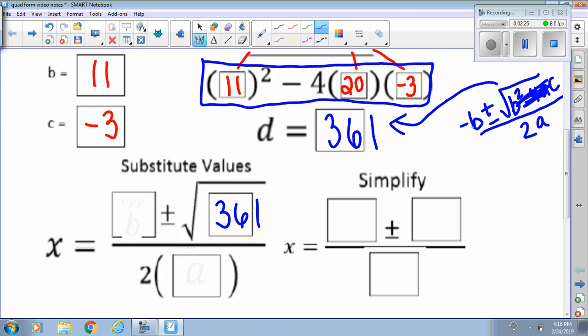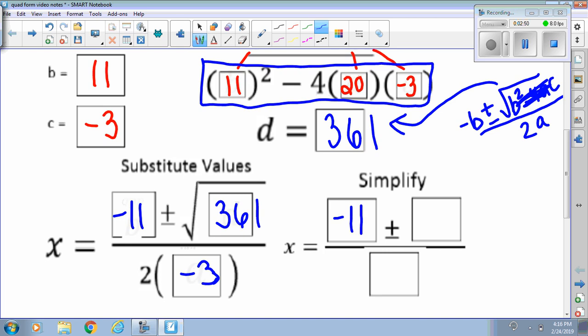So negative b goes in front. Our b is 11, so it would be negative 11. And we're going to put our a value down here in parentheses. So our a value is negative 3. Now I'm just going to simplify. So my negative 11 is going to stay the same.